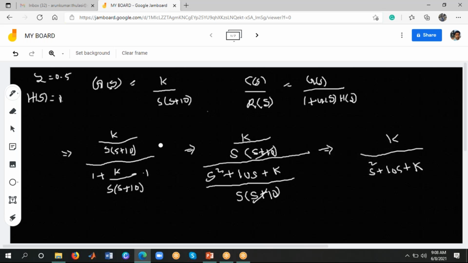Now, is there any necessity to find the partial fractions? Is partial fractions needed for finding these values? Is there any need of partial fractions here?